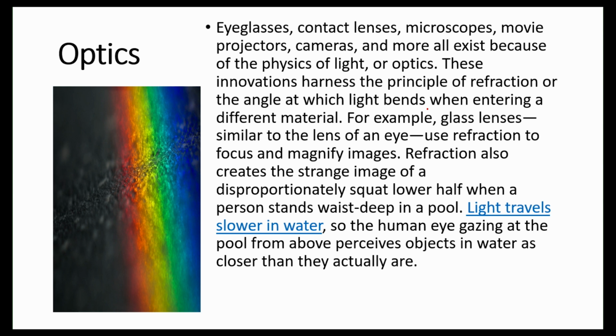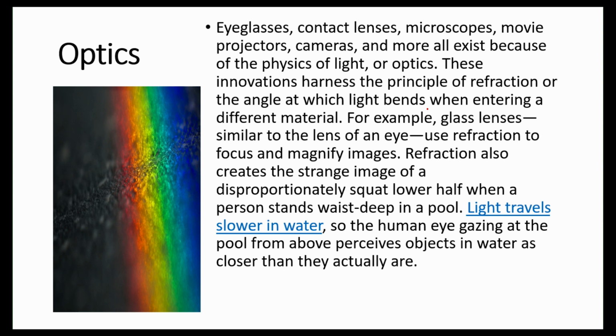For example, glass lenses, similar to the lens of an eye, use refraction to focus and magnify images. Refraction also creates strange images of disproportion, a squashed lower half, when a person stands waist deep in a pool. Light travels slower in water, so the human eye gazing at the pool from above perceives objects in water as closer than they actually are.